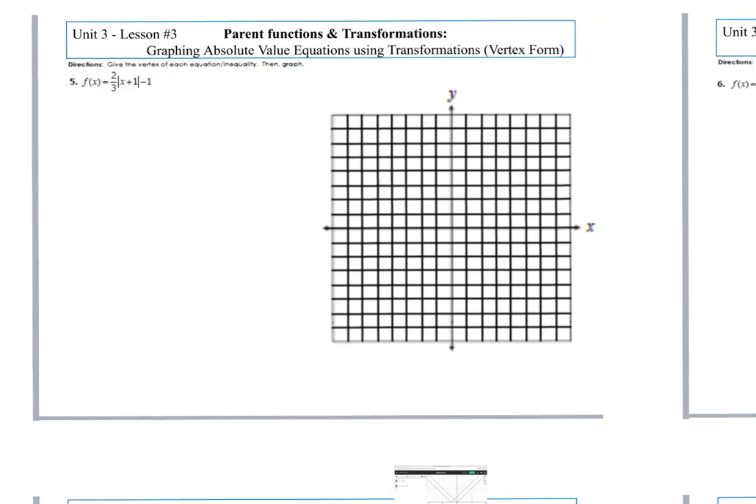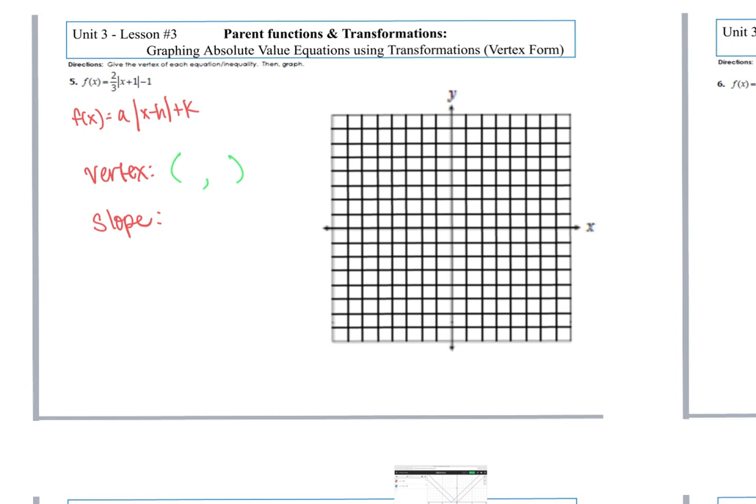Okay, on number 5, we are given the function f of x equals 2/3 times the absolute value of x plus 1, minus 1. So notice I've got 3 extra things that were added to my parent function here, but we're still finding the vertex first by taking that h and k value. Remember, h and k mean x and y. I'm going to keep saying that.